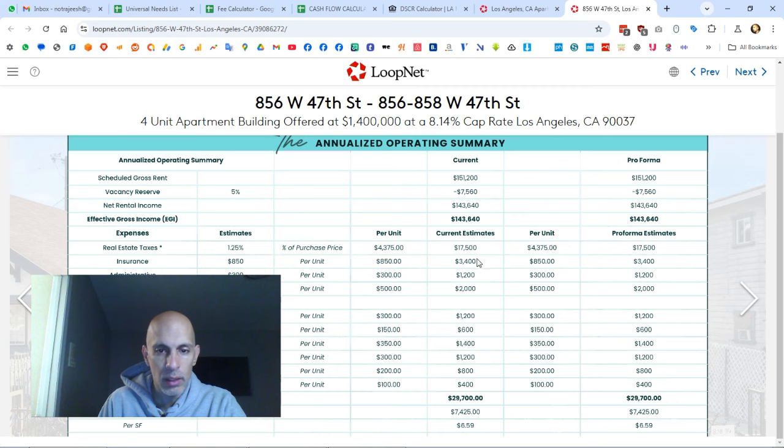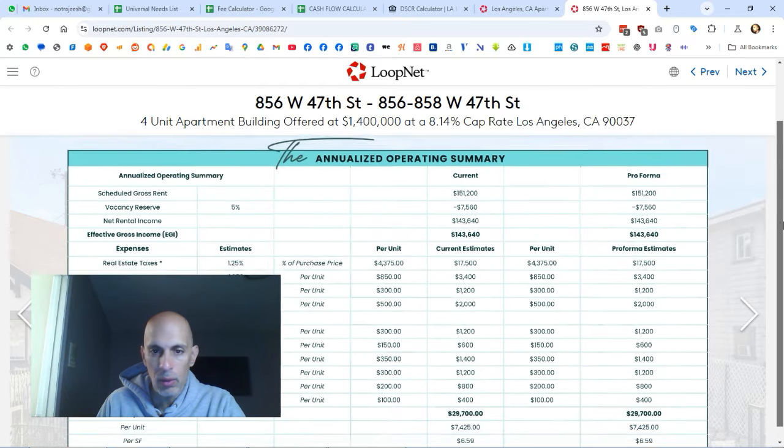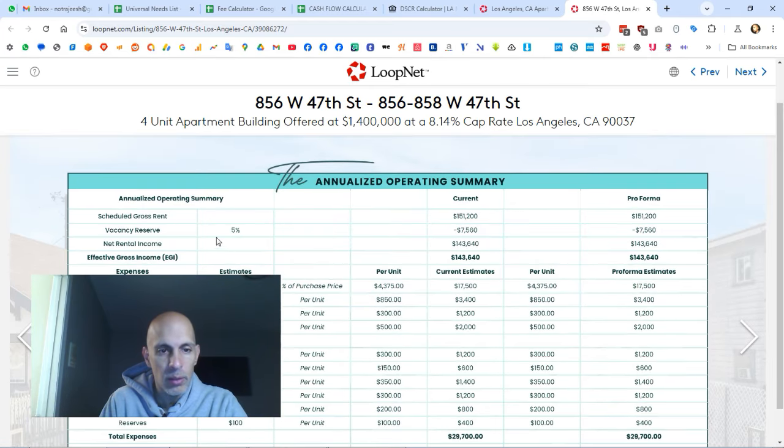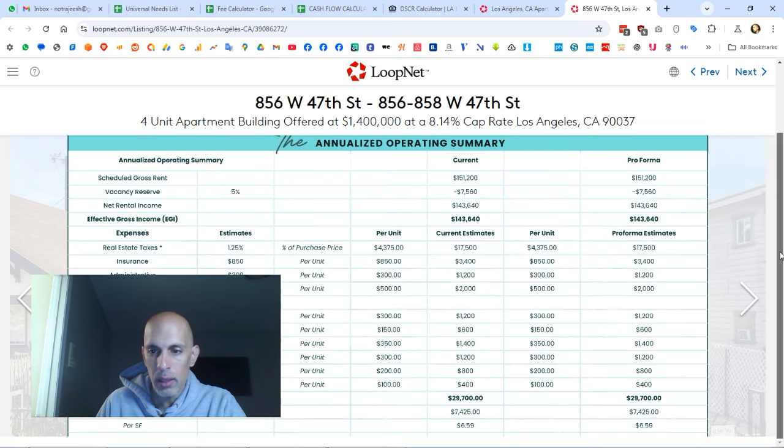3,400. This looks like it is. Repairs and maintenance 500. I'm trying to figure out if these are per month or per, yeah, these are annualized. Okay, 300, and so on. Total expenses 30,000 a year. What is my effective gross income? They're using a vacancy reserve of 5%, so 143. What is my NOI?